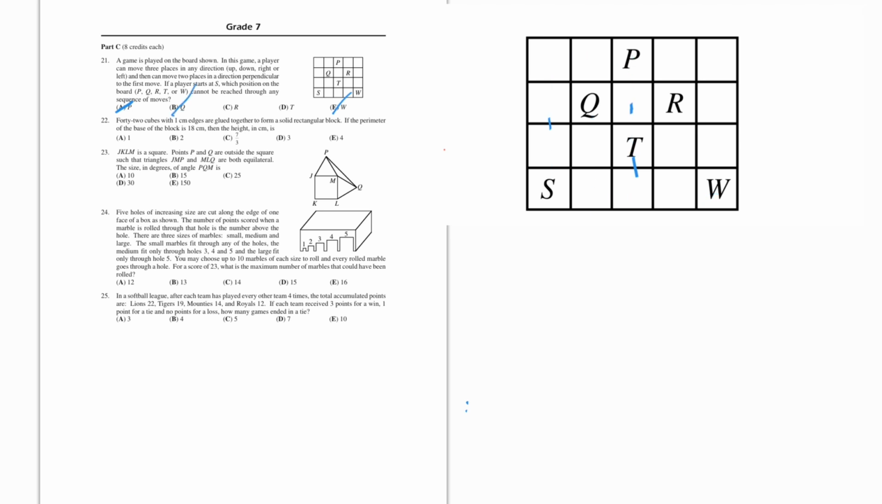Now we start from the S again. We go forward 1, 2, 3, and then go up 1, 2. We reach the R. The only letter we cannot reach is the T. So the answer is the T.